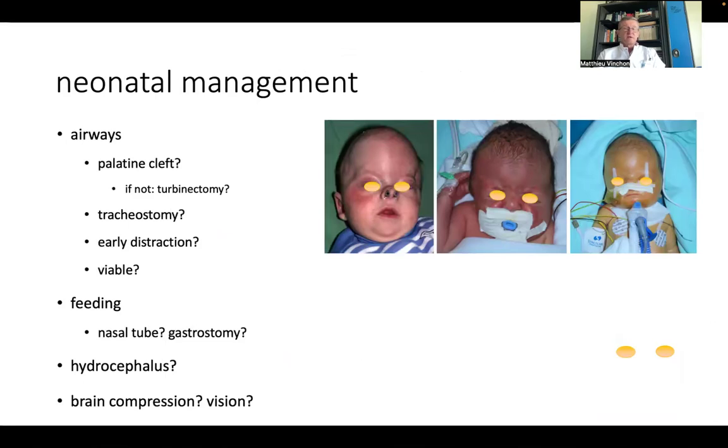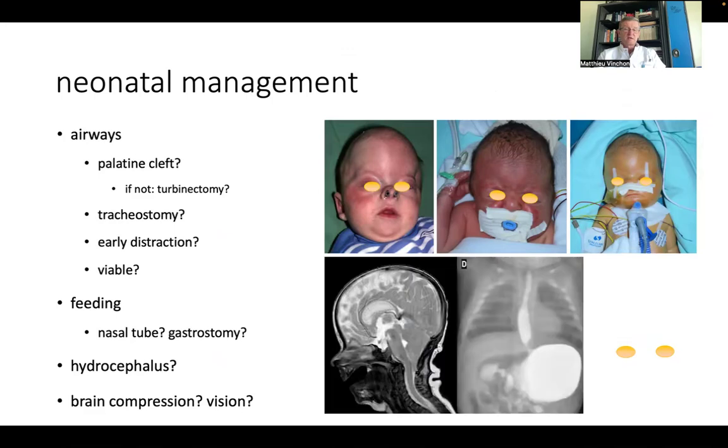Then we have the neonatal management. We can have a problem with the airway, which can be helped if there is a palatine cleft. If not, we may need to do a turbinectomy, sometimes a tracheostomy, or an early distraction in order to improve the airways. But the question is whether the child will be viable or not. And this one on the right did not survive, unfortunately. Then we have the feeding problem. The patient may need a nasal tube or a gastrostomy, and sometimes this feeding problem can be aggravated by the tonsillar herniation, like in this newborn who had a stasis of the esophagus and stomach.